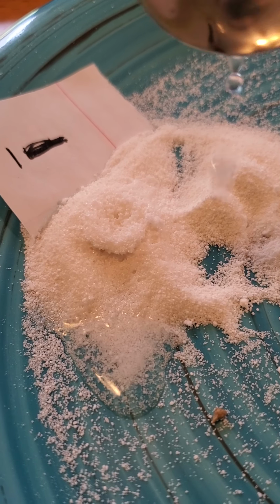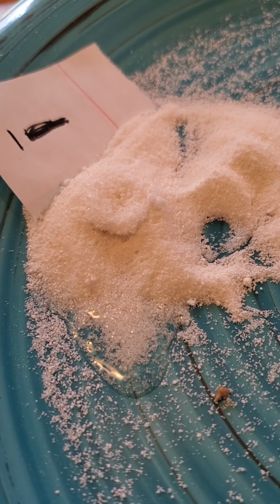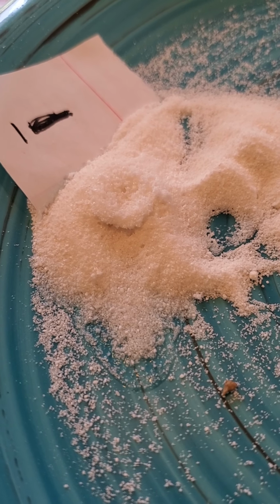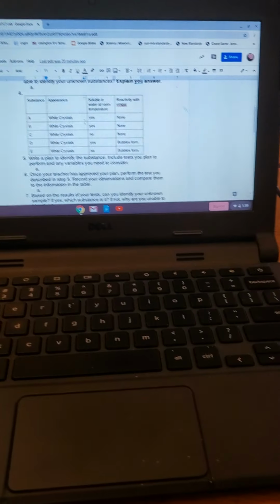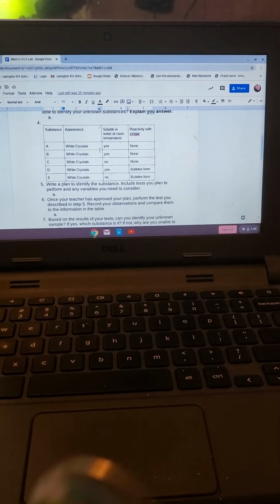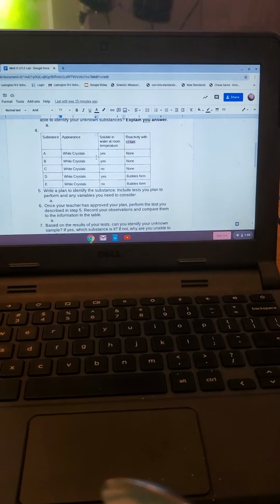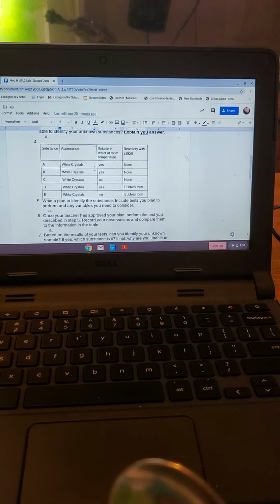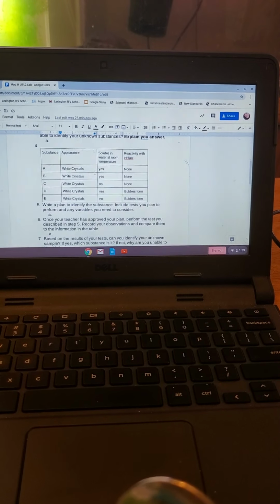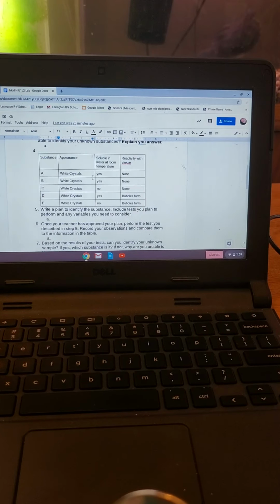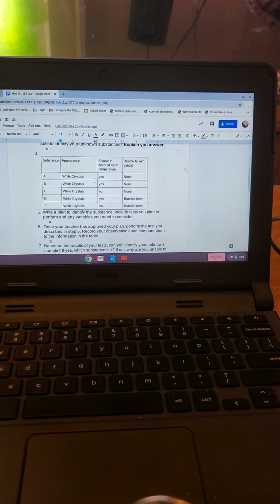And it bubbles. Okay, so it does react. So it isn't soluble in water, but bubbles form. So therefore, which letter is it? Go ahead and type a 1 next to the letter.